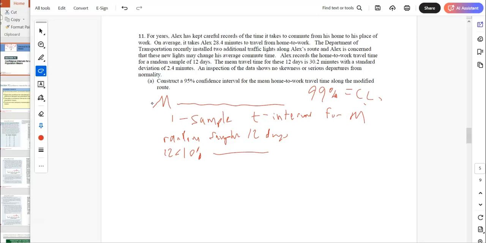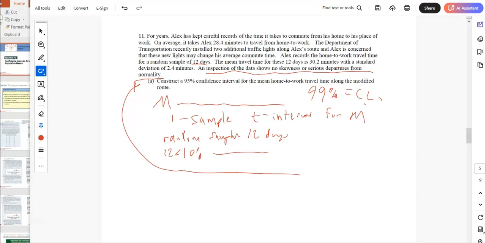And so this one, the sample size is not big enough. I don't think we know about the population. We usually don't. So do we have a picture of the data? We really don't, right? It helps to read the last line. It just tells us the data shows no skewness or serious departures from normality. In other words, it's roughly symmetric or there's no major skewness there.